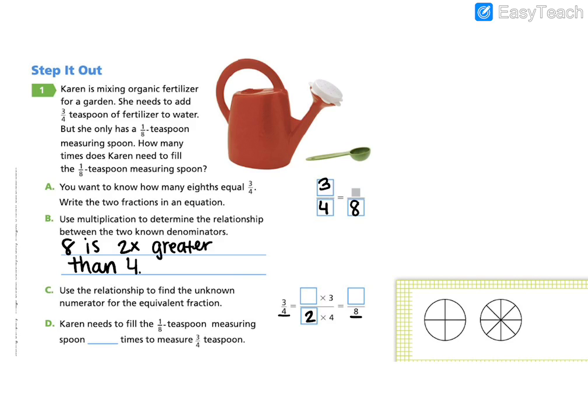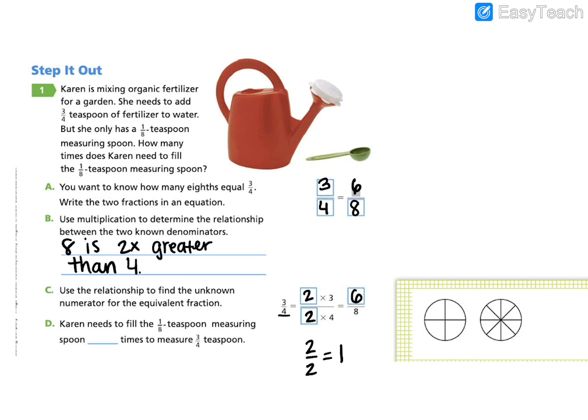Now, in order to have an equivalent fraction, we must also multiply the numerator by the same number we multiply the denominator. Remember, 2 halves is equal to 1 whole. We're multiplying this number by 1. We're changing the number of pieces, but not the size of the fraction. So 2 times our numerator 3 will give us 6/8. Okay, so what that means is we need 6/8 to equal 3/4.